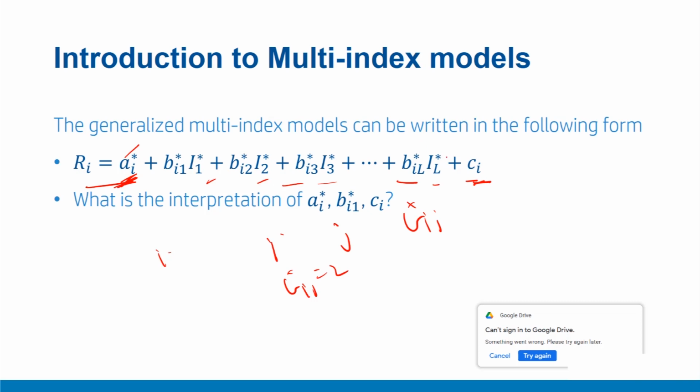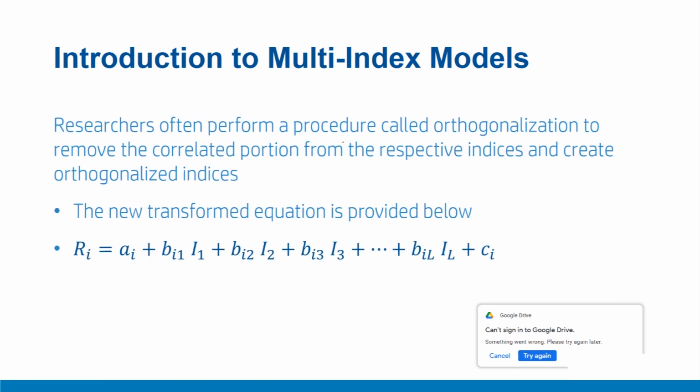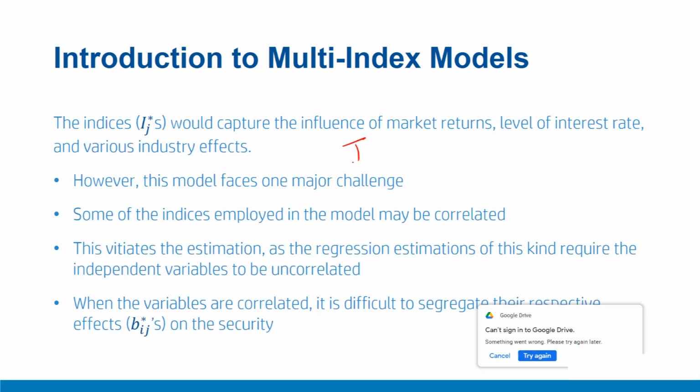Ci is the random variable with a distribution mean of 0 and variance sigma square Ci. So this is sort of a stochastic variable. The indices Ij stars would capture the influence of market returns, level of interest rates, and various industry effects.